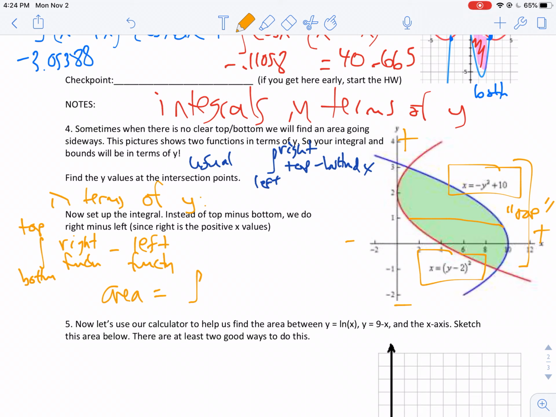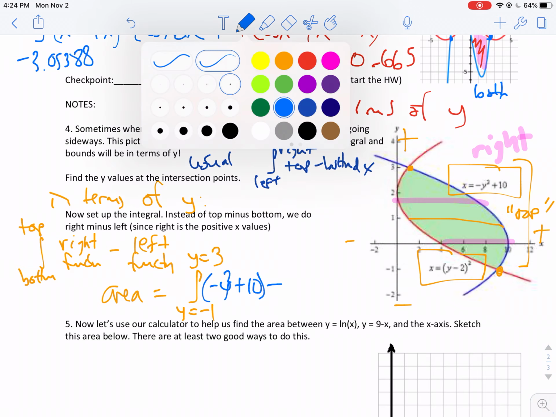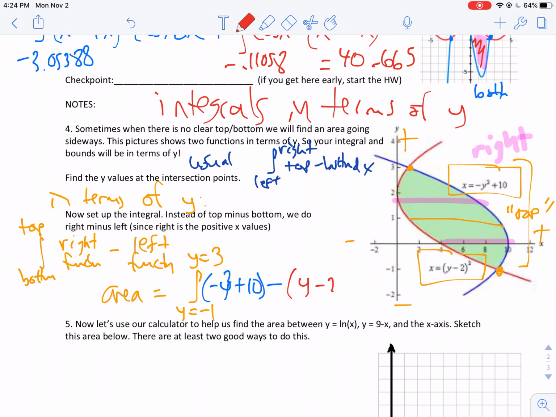Okay, so the integral from the bottom to the top, so my bottom bound is down here, that's at y equals -1, to the top bound here at y equals 3. Okay, and what you're doing again, you're integrating the right function minus the left function. And if you draw a line across at any point in time, you see that the right function is the one in blue. That's this -y² plus 10. So that's the -y² plus 10 minus, and then the left function, that's the red one, the left function is (y minus 2) squared. Okay, so that's how you would do this integral in terms of y.